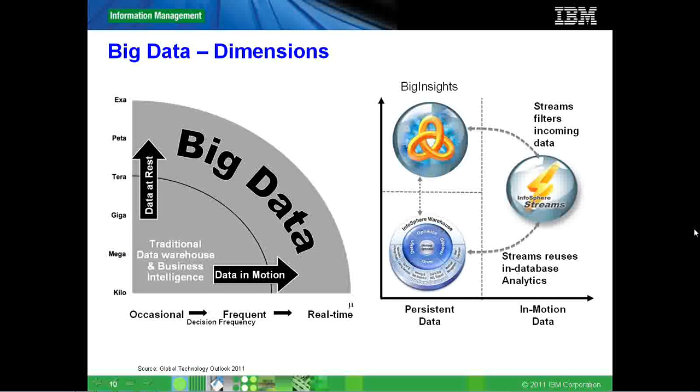For example, in financial markets, we worked with a bank where they wanted to do algorithmic trading on options, and they were having almost 500 million different data points coming into the system every second, and they wanted responses in microseconds. So that's the real-time side of it.